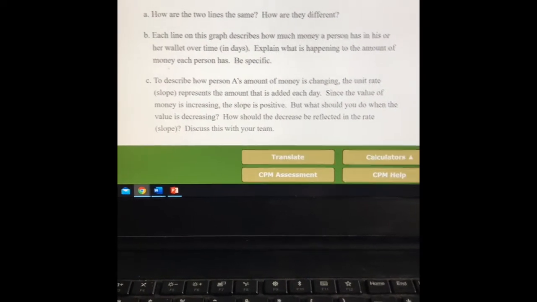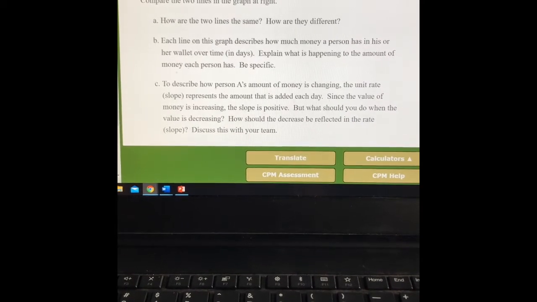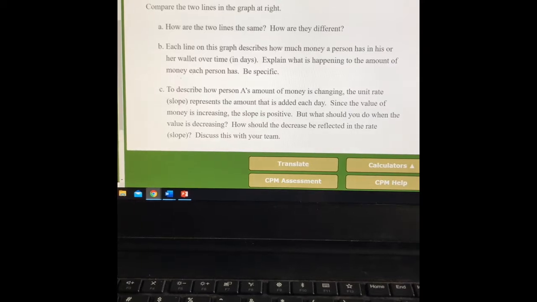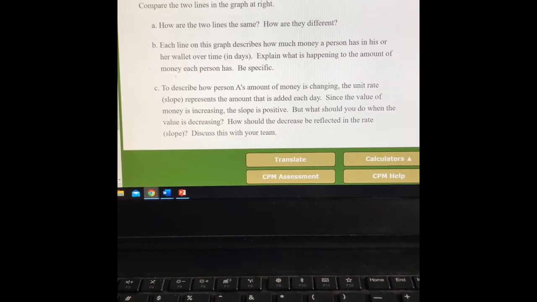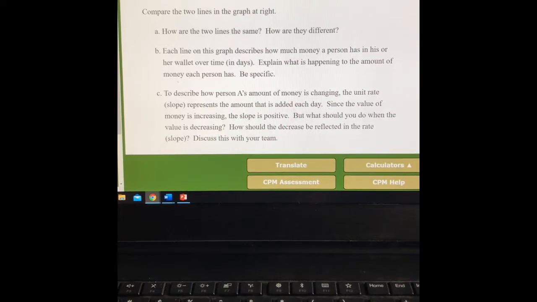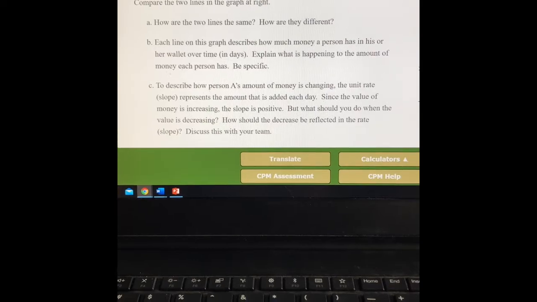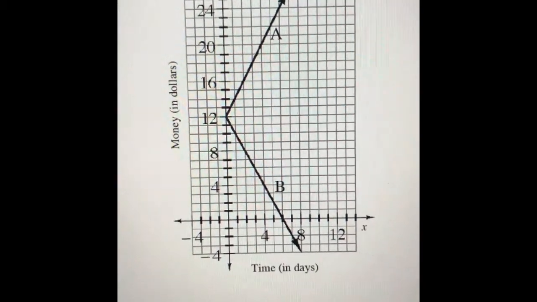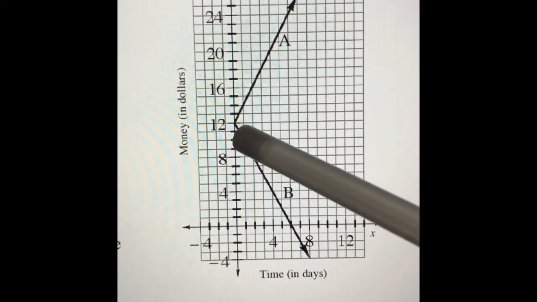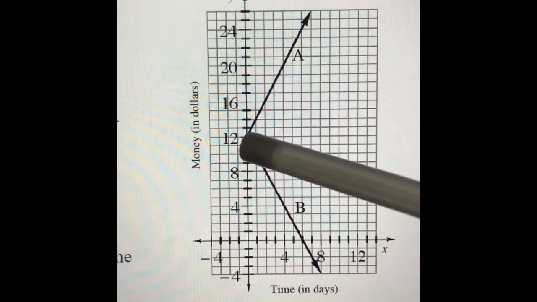Part C says, to describe how person A's amount of money is changing, the unit rate, the slope, represents the amount that is added each day. Since the value of money is increasing, the slope is positive, but what should you do when the value is decreasing? How should the decrease be reflected in the rate or the slope? So that's just a bunch of words to ask, how could you describe the slope of B? How could we reflect it in the slope?